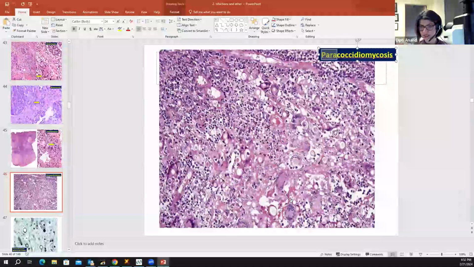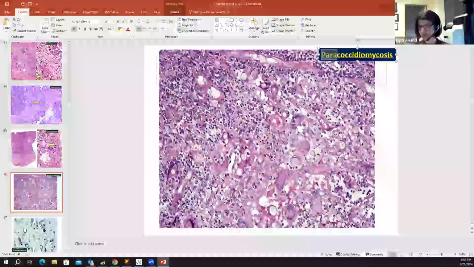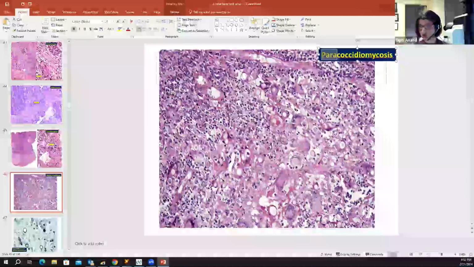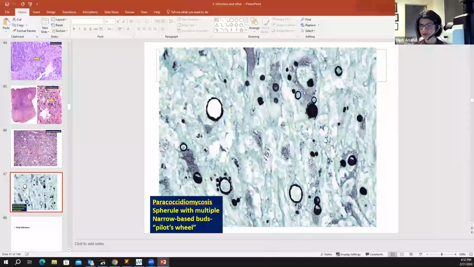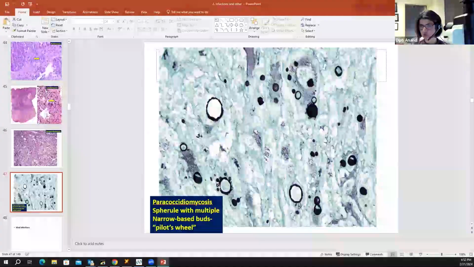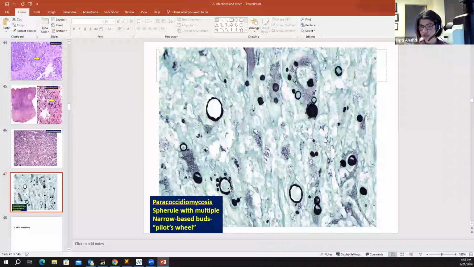So you can see these structures right in here. They look almost like coccidios. They'll have to give you another specific question or show you a PAS or a GMS stain with it. You can see the nice spherules with the buds attached to the spherules on the outside. This is your Mariner's wheel appearance of paracoccidioidomycosis.